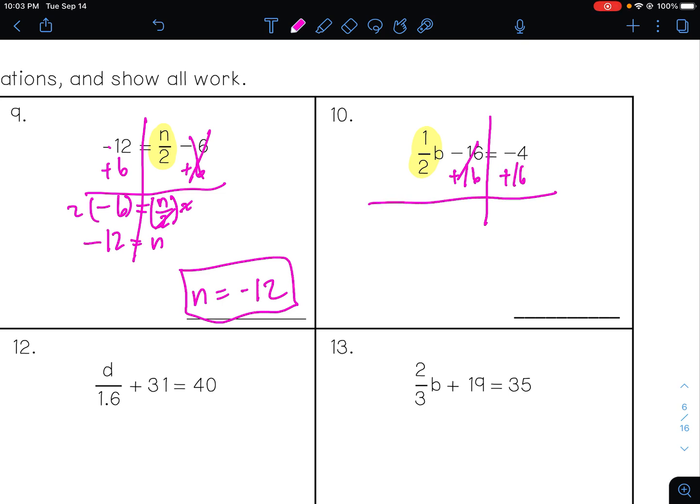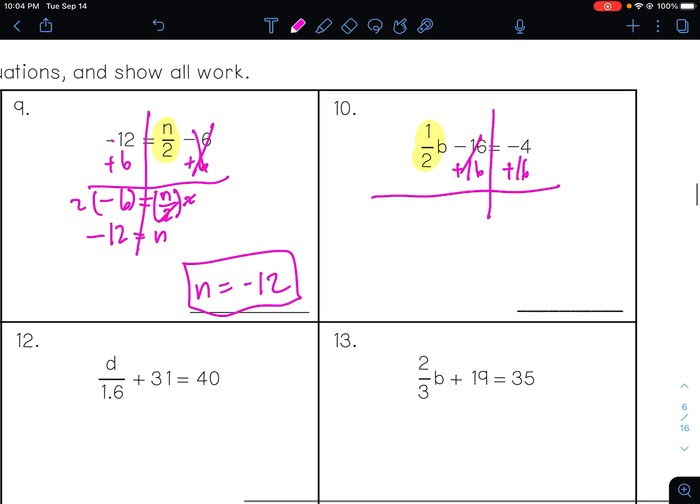So this is basically negative 4 plus 16. So they have opposite signs. You're going to subtract. 16 minus 4 is 12. And is it going to be positive or negative? It's going to be positive because 16 is positive and it's bigger than the negative 4. It's bigger than 4. So bring down the equal sign. Bring down everything else, which is the 1/2 b.